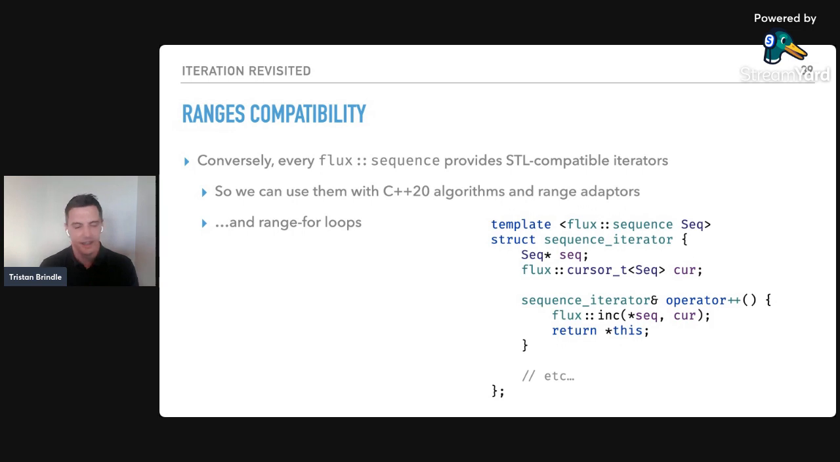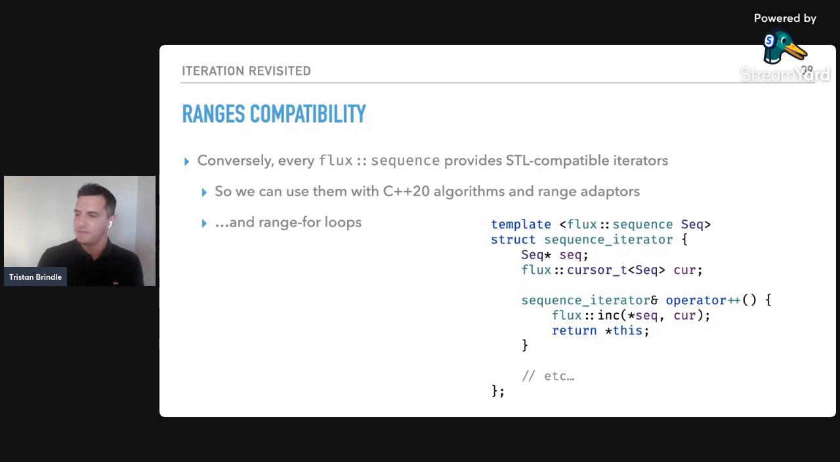If you're curious about how this is done, there's just a sequence iterator implementation. It looks like this. It holds a pointer to the sequence and a cursor, and then defines all of the iterator operations in terms of the equivalent Flux operations. So your iterator increment calls Flux inc, that sort of thing. So we implement all of the many iterator operations in terms of their Flux equivalents. It means that we can use any Flux sequence with our existing range algorithms, which is really nice.